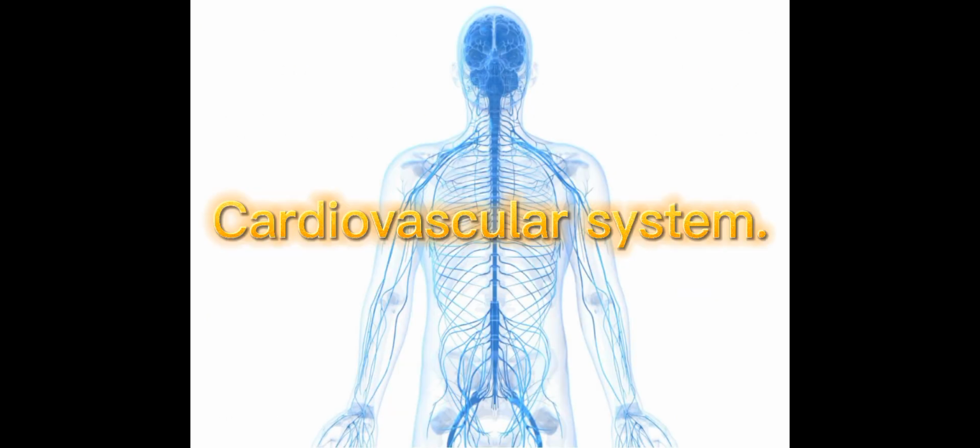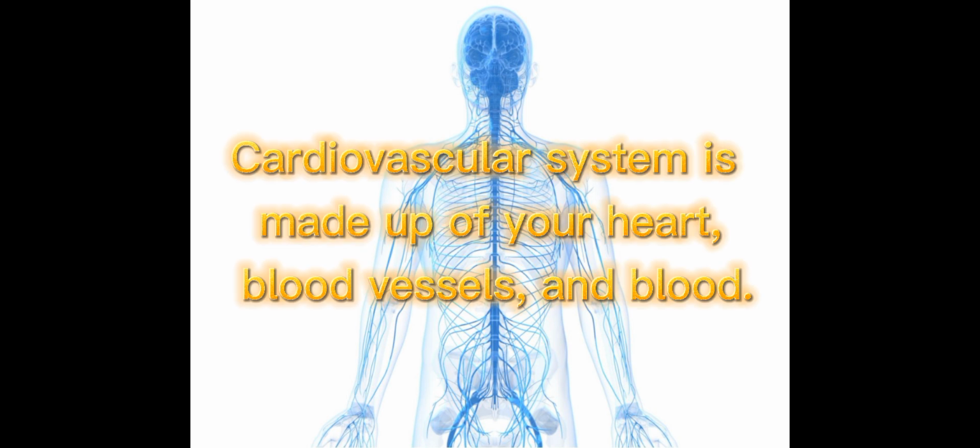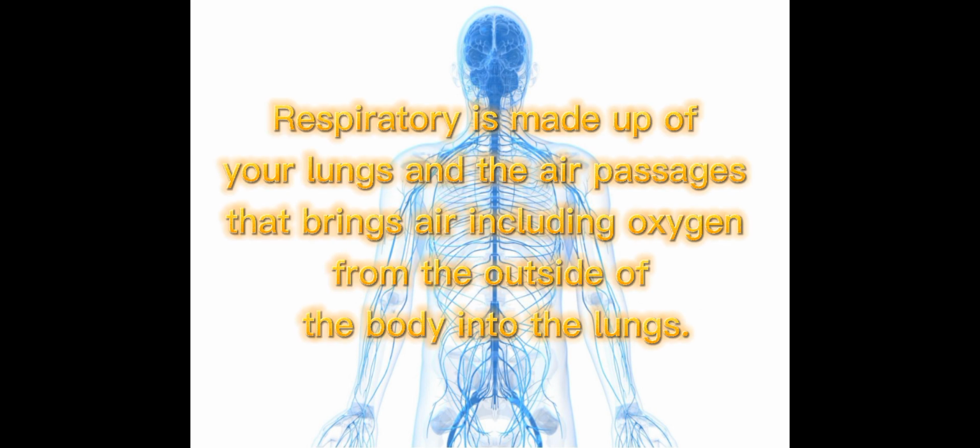Cardiovascular system. The cardiovascular system is made up of the heart, blood vessels, and blood. The respiratory system is made up of your lungs and the air passages that bring air, including oxygen, from the outside of the body into the lungs.